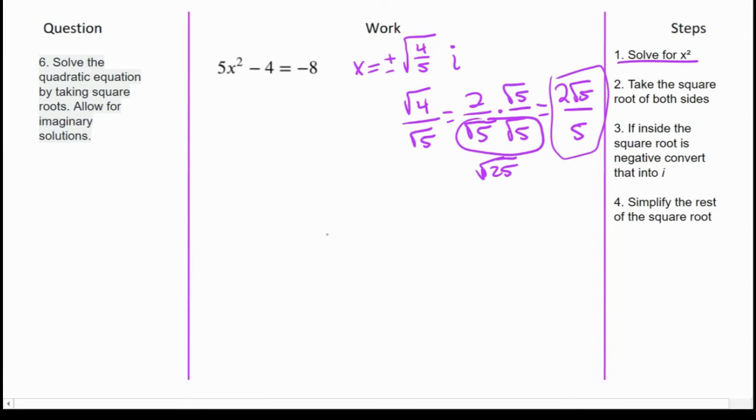So to put that back into my answer here, my final answer will be x equals plus or minus 2 root 5 over 5, and then i, because that tells us it is an imaginary number.